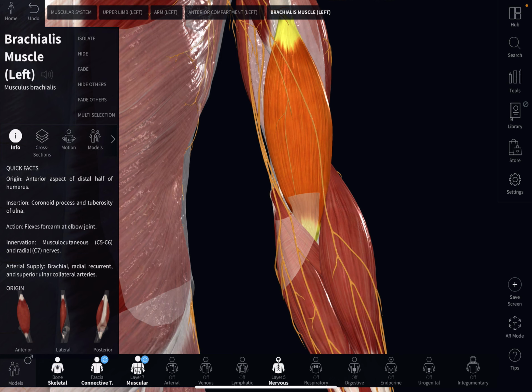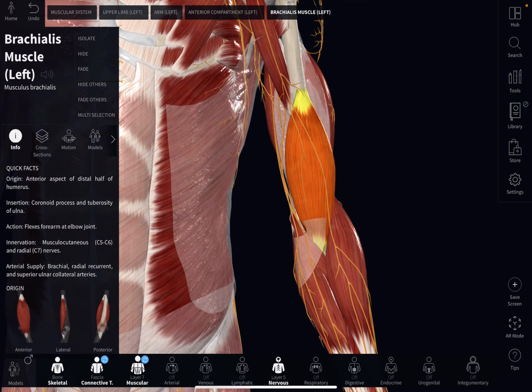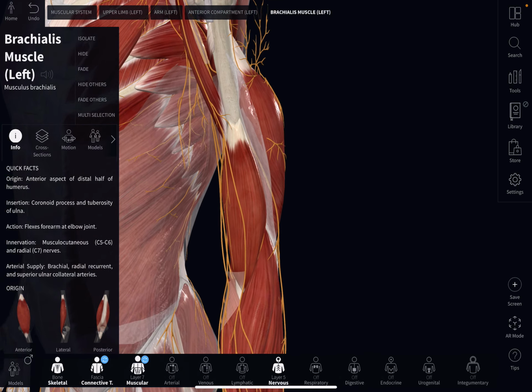Now, what about the nerve supply of the brachialis? The brachialis muscle is supplied on its medial half by the musculocutaneous nerve, and the small lateral part of the muscle is supplied by the radial nerve.